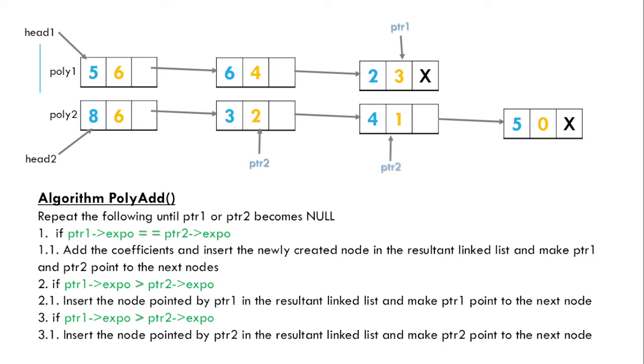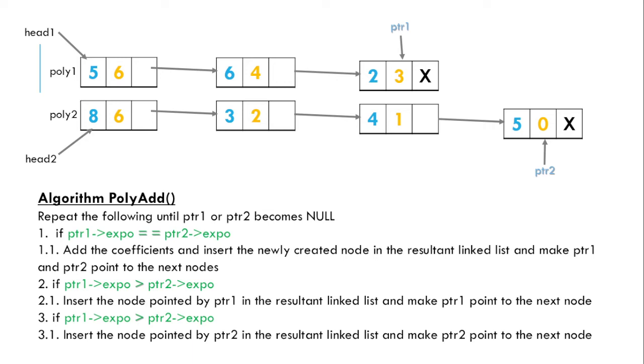Then write 3x square to the result, shift ptr2 to the next term, write 4x raised to 1 to the result, shift ptr2 to the next term of polynomial 2 and write 5x raised to 0, that is 5, to the resultant polynomial. That is the end of the addition operation.